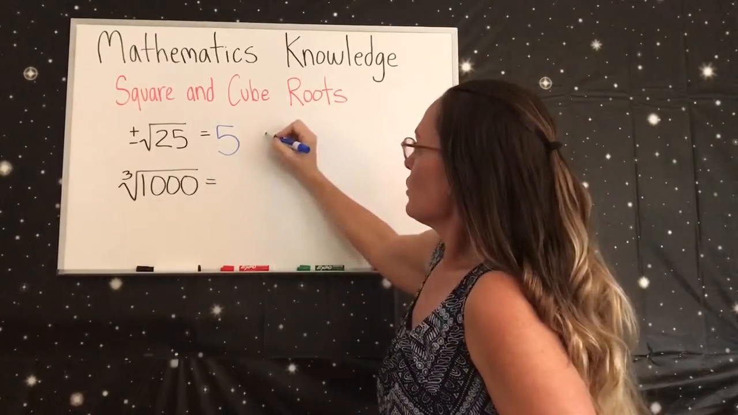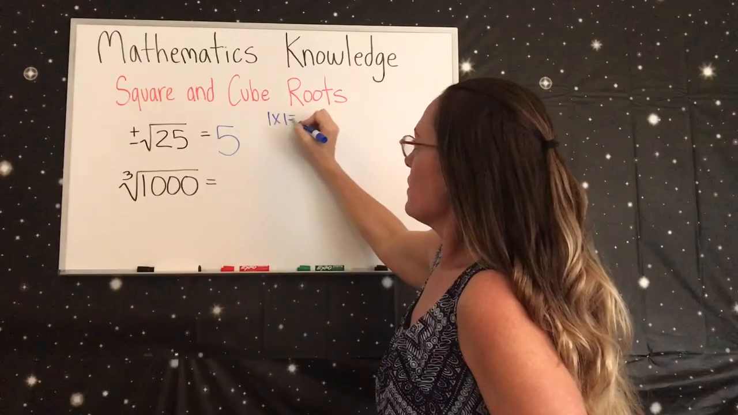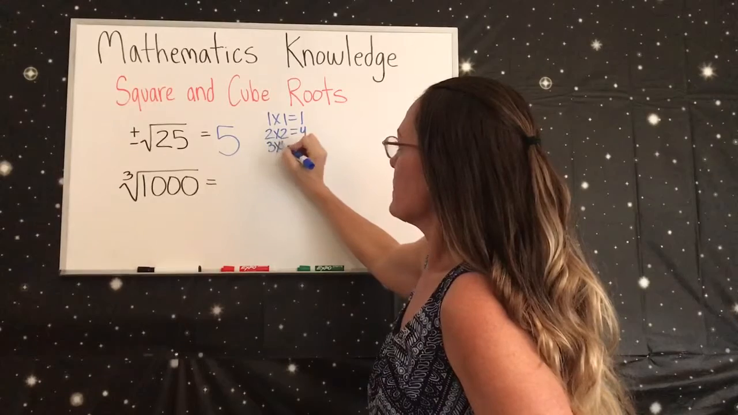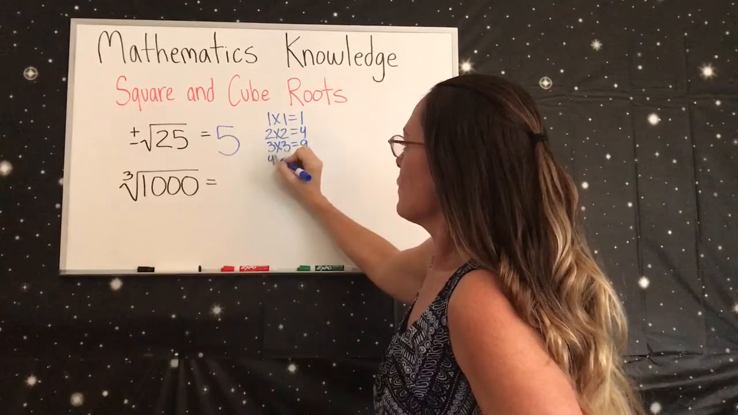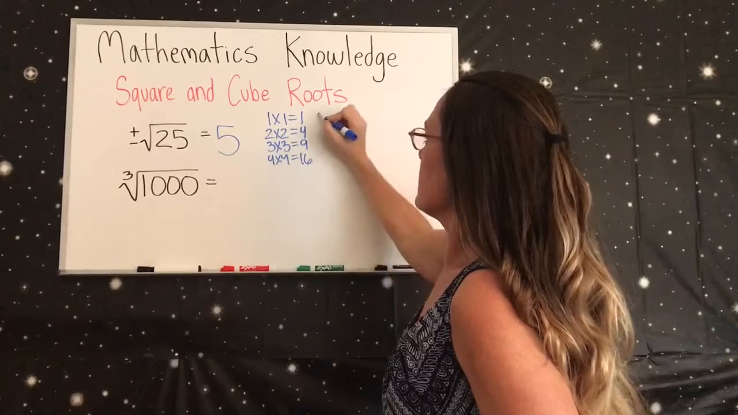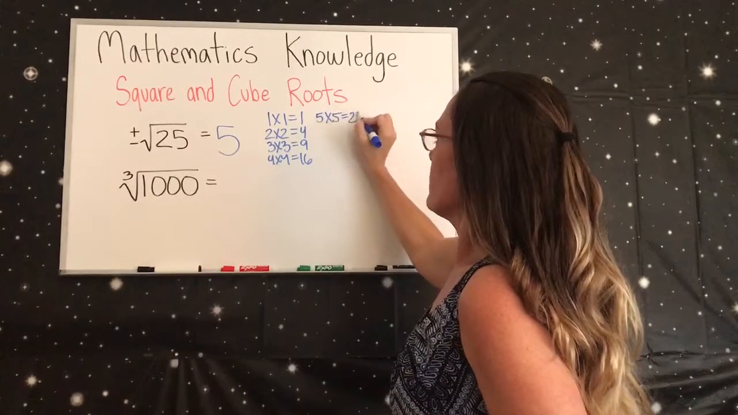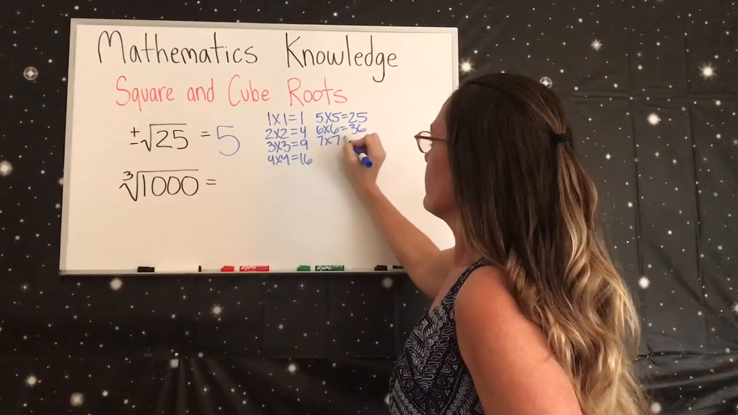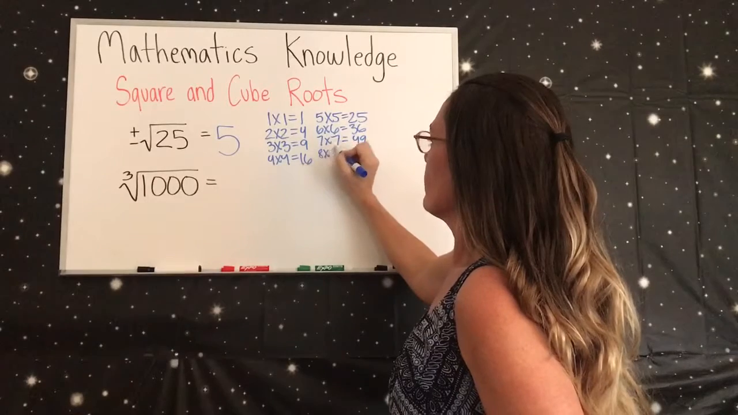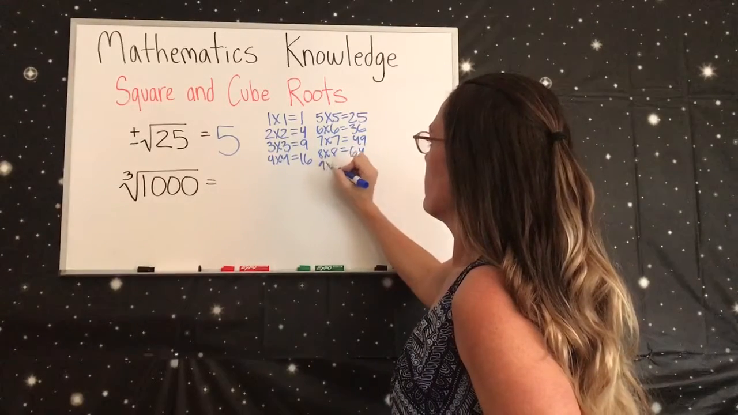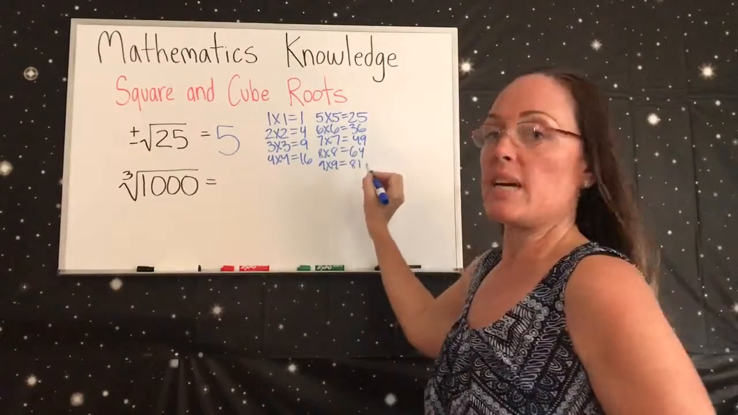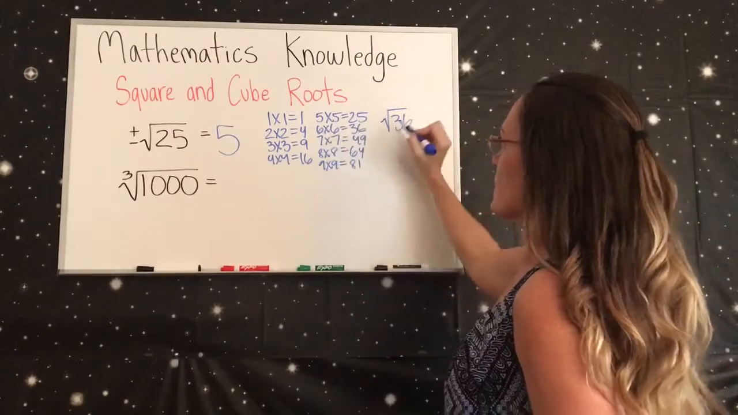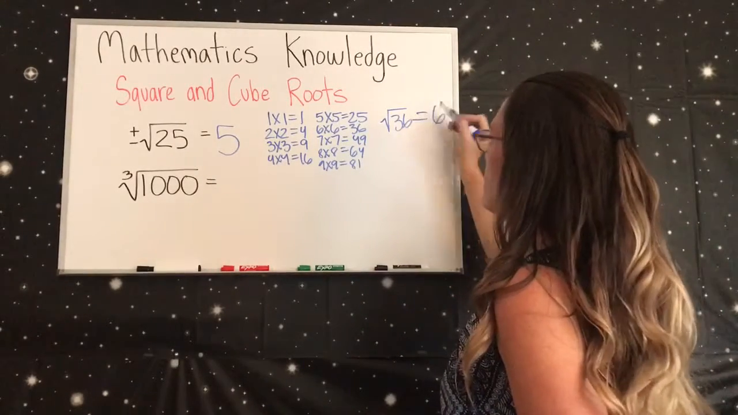Like that. So you should know, 1 times 1 is 1, 2 times 2 is 4, 3 times 3 is 9, 4 times 4 is 16, 5 times 5, 25. So anytime you see one of these numbers here, like 6 times 6 is 36, oh, square root of 36, you have it memorized, is 6.